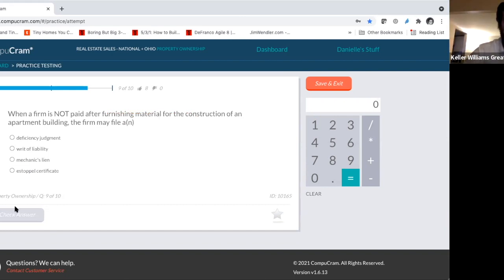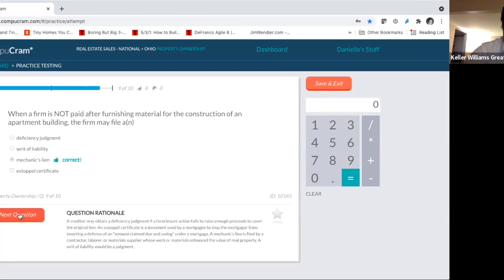When a firm is not paid after furnishing materials for the construction of an apartment, the firm may file a A, deficiency judgment, B, writ of liability, C, mechanics lien, or D, estoppel certificate. That's right, guys. The mechanics lien goes to any contractor or person performing work on a property who doesn't get paid. They can lien that property to ensure that they get paid, at which time it sells.